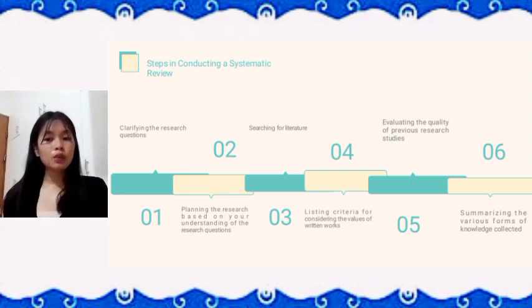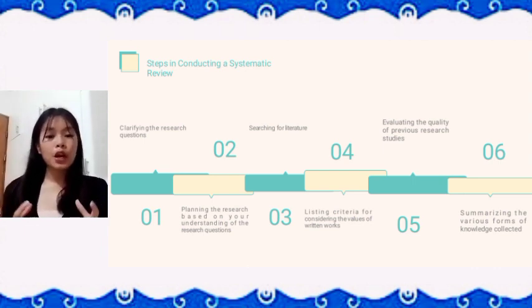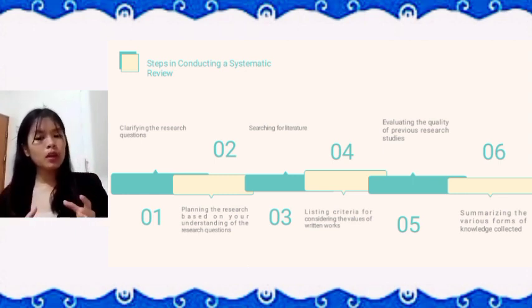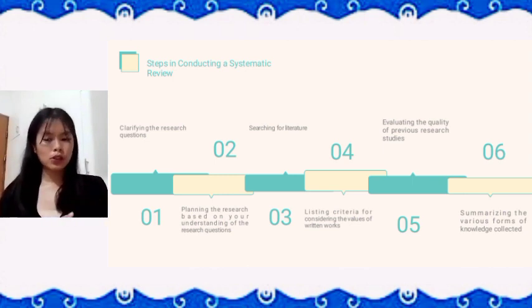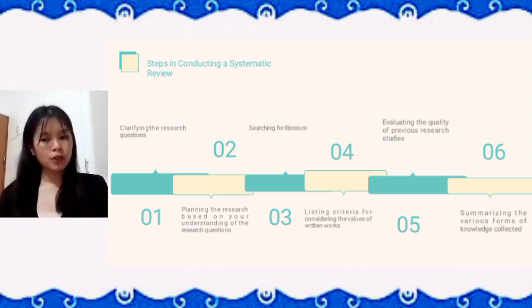Second is planning the research based on your understanding of the research questions. Before conducting any research and before writing any research, you have a plan to answer the entire paper that you are going to present. The paper you are writing is actually a blueprint of your research plan. Third is the search for literature. It is where the RRL comes into the picture.